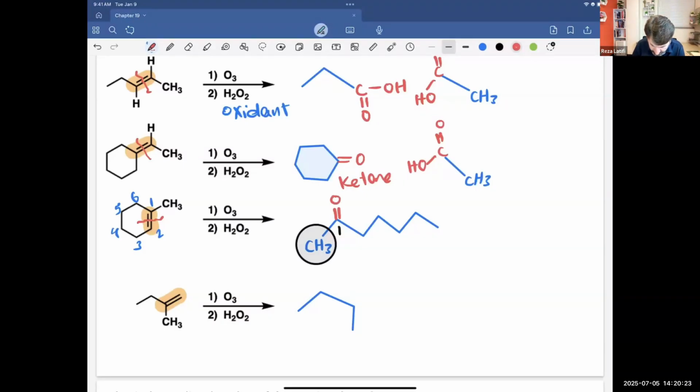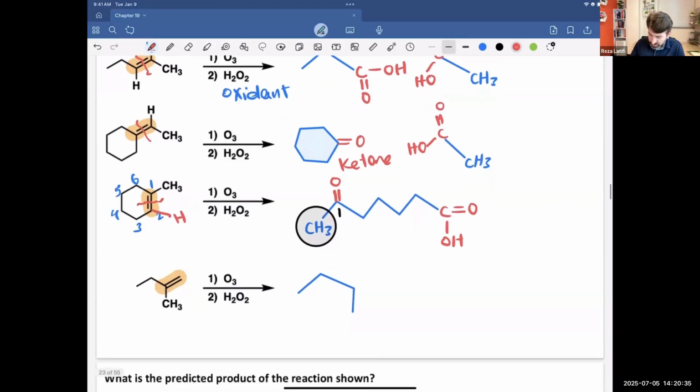But on the other side, it has a hydrogen atom attached to it, and because it has a hydrogen atom, it will go through over-oxidation and turn to carboxylic acid. And okay, so if I count the number of atoms that I'm dealing with, 1, 2, 3, 4, 5, 6 atoms. And the first methyl, I treat it as a substituent attached to the carbonyl.